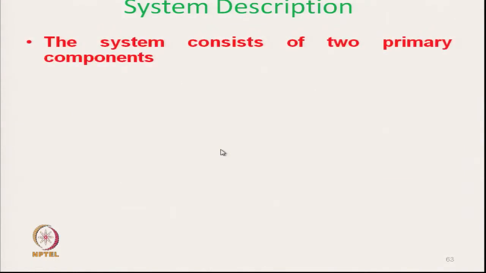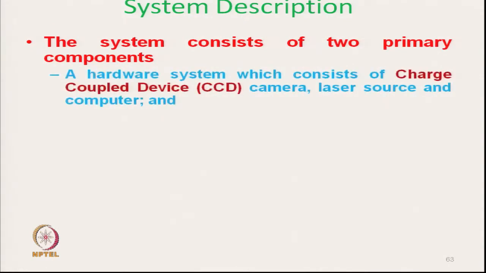The system consists of two primary components. One is the hardware component, which consists of CCD camera, a laser source and a computer. And the second one is the image recognition software. So, there are these two systems.